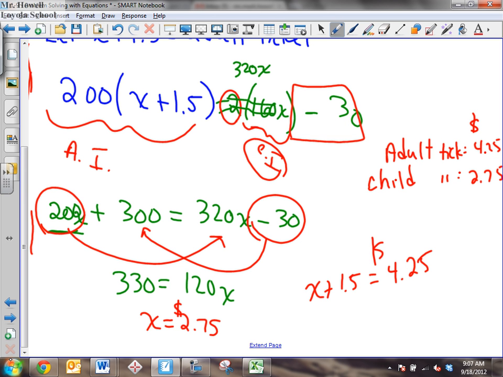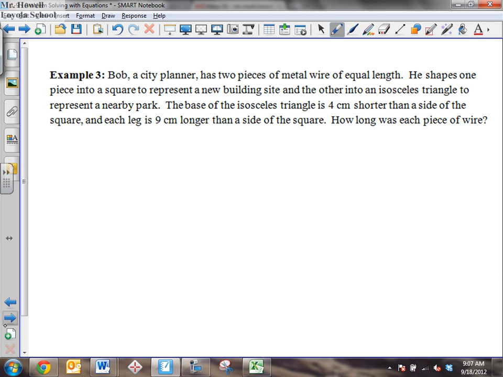Okay. All right, let's go on to the next one. I think this is another good problem. Take a look at it. I'm going to read it to you, and I want you to think about it and draw what you see. I want you to draw it on your paper. This is going to be another geometry problem.